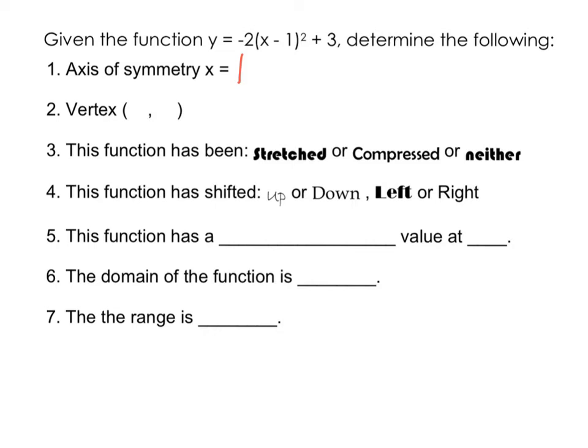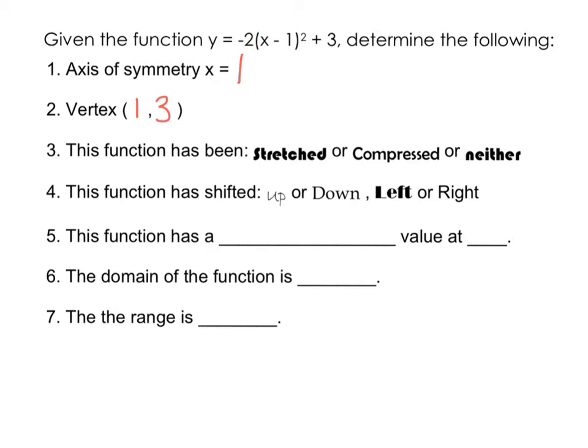The vertex will be (1, 3), and that comes from these two numbers: the opposite of what's inside, and then the same number that's on the outside. Whether it's been stretched, compressed, or neither is given to us by whatever number's in front of the parentheses. Not paying attention to the negative, because that means something else. That tells us whether it's been reflected or not.